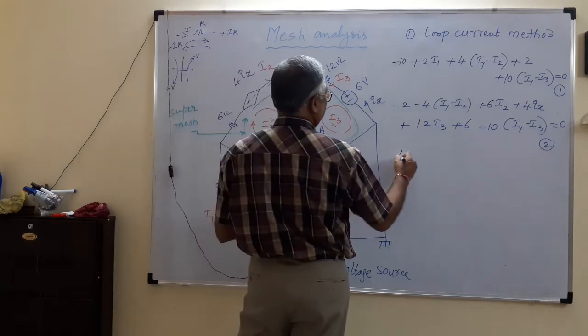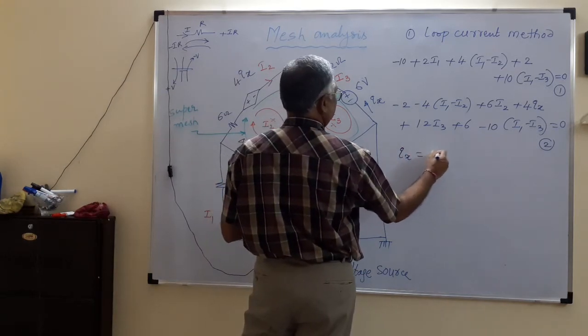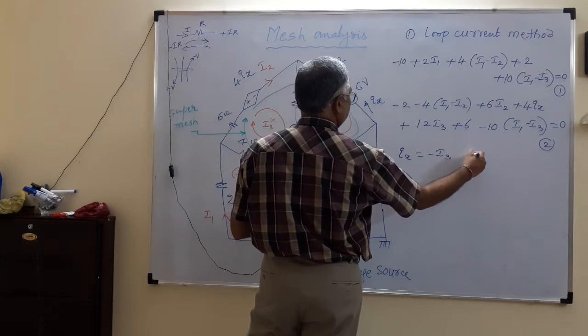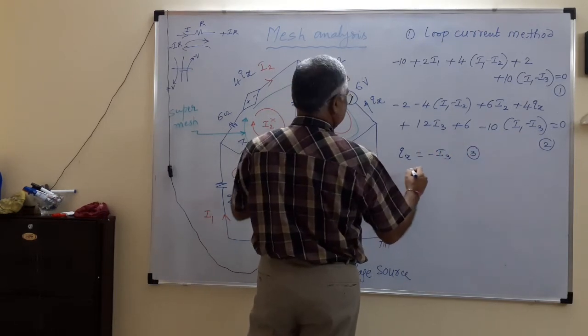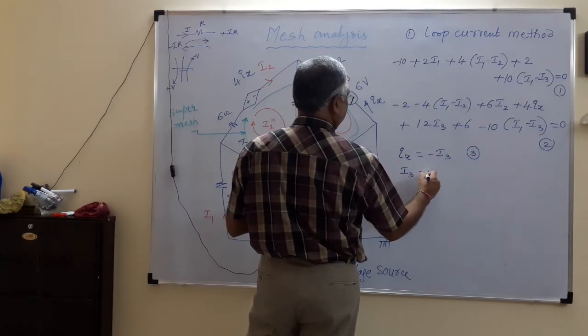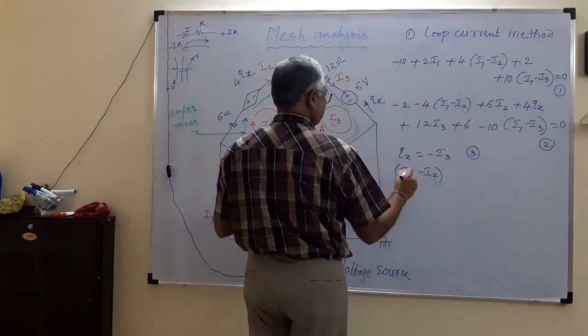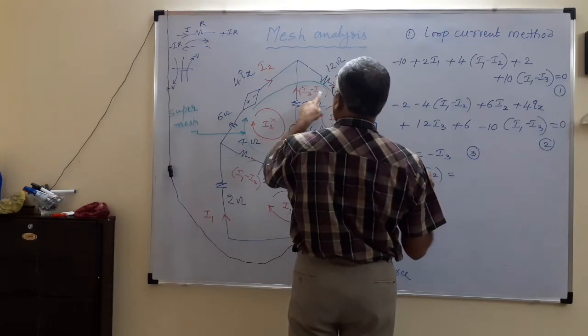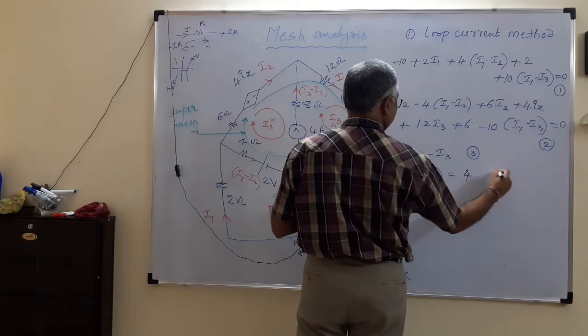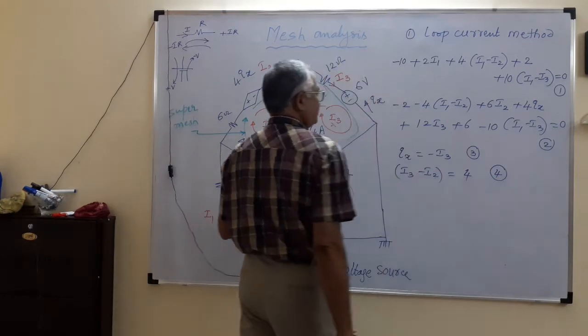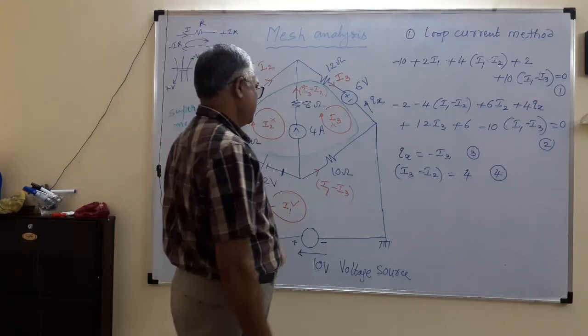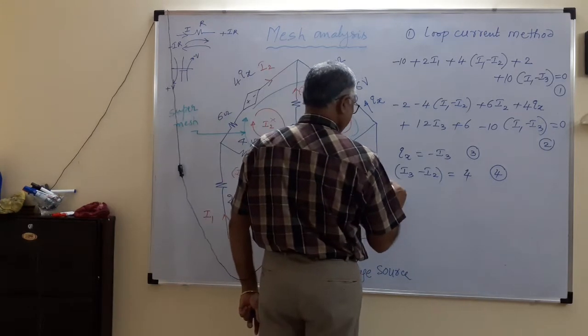Third equation, Ix equal to minus I3. Fourth equation, I3 minus I2 equal to 4. So we have written 4 equations. Now you got the homework.